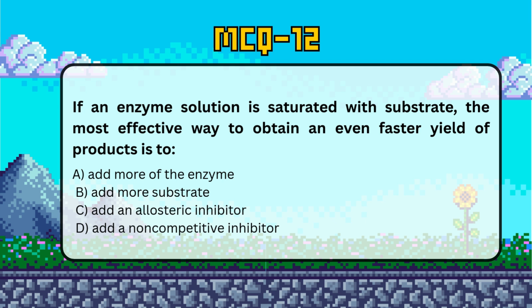Question number 12: If an enzyme solution is saturated with substrate, the most effective way to obtain an even faster yield of product is to add more of the enzyme, add more substrate, add an allosteric inhibitor, or add a non-competitive inhibitor. So the right option is to add more of the enzyme. In saturation, enzymes are fully occupied. Only adding more enzyme will increase the rate.